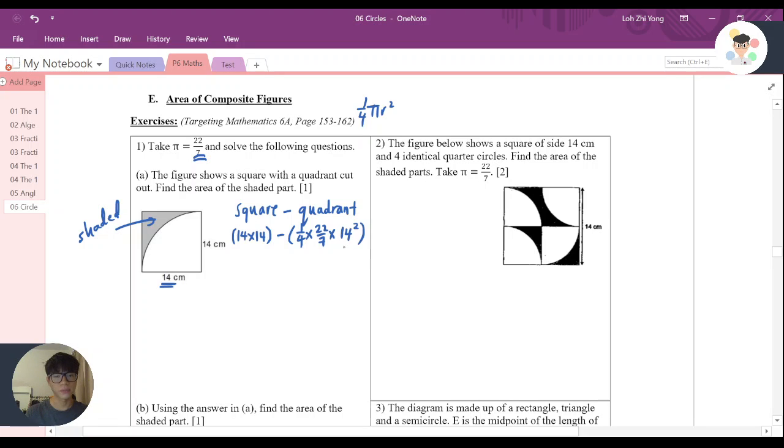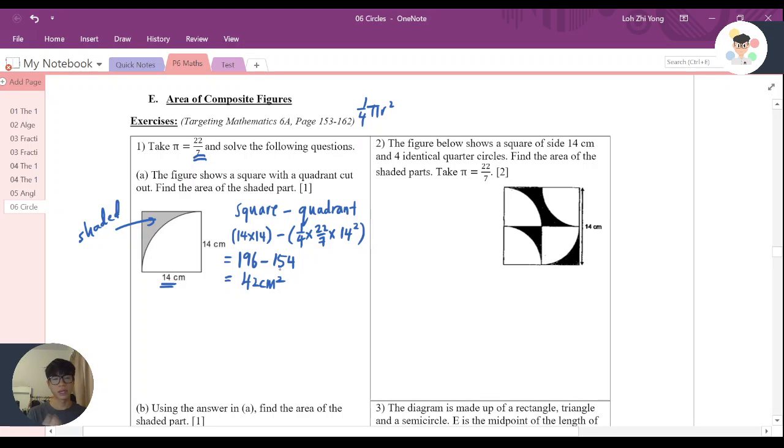14 squared. If you press the calculator, 14 times 14 should be 196. And 1/4 times 22/7 times 14 squared should give you 154. And you notice that the area leftover, which is the shaded part, is 42 cm squared.